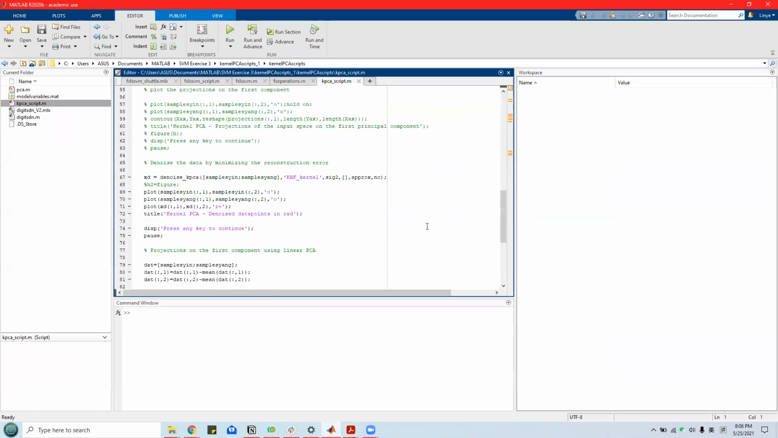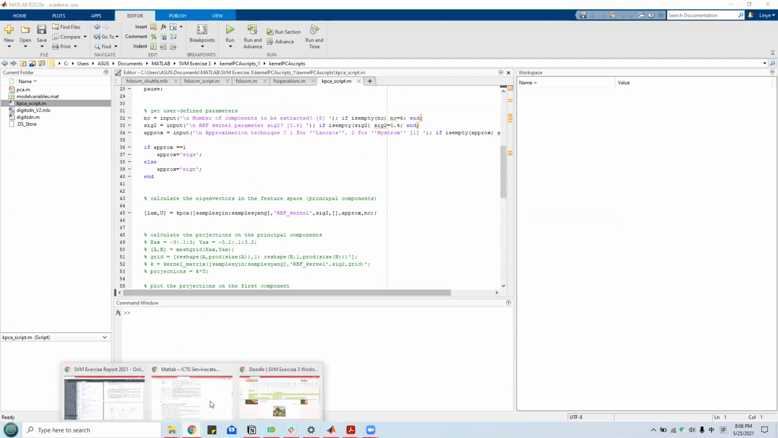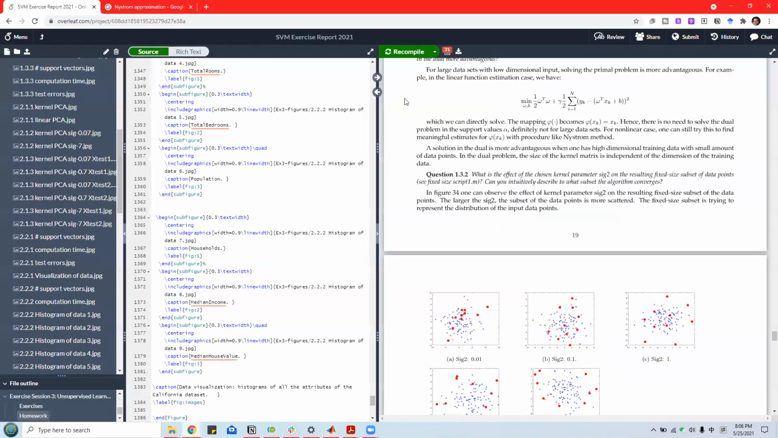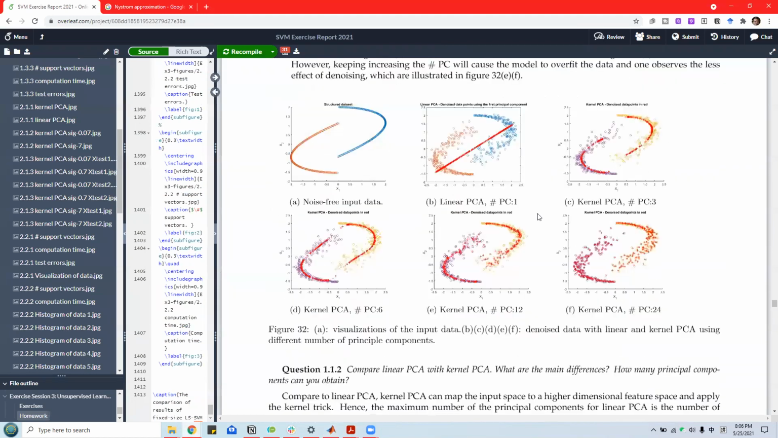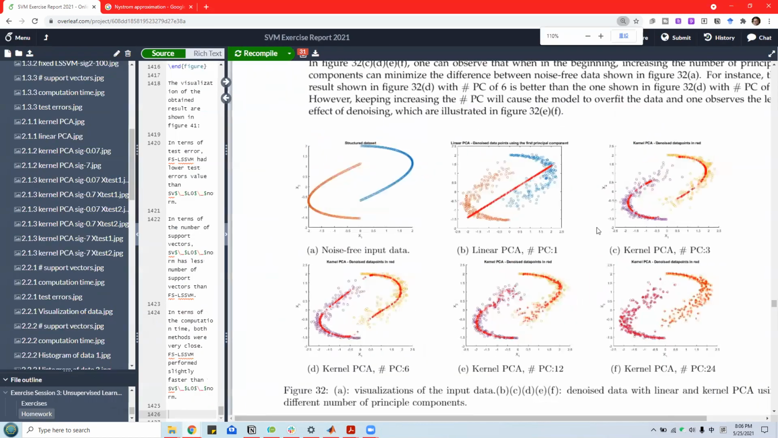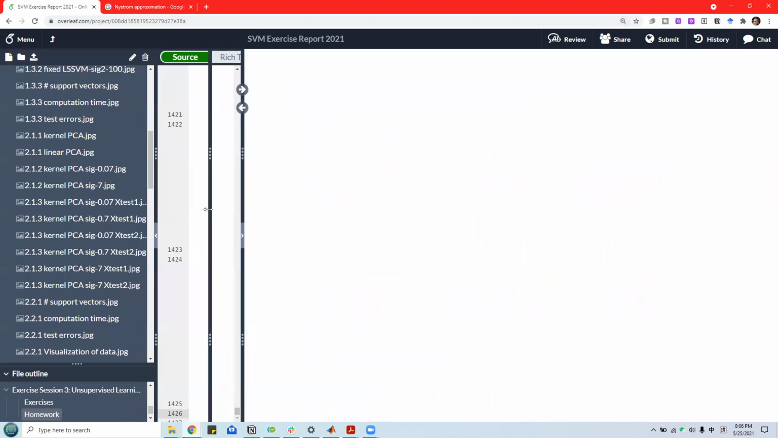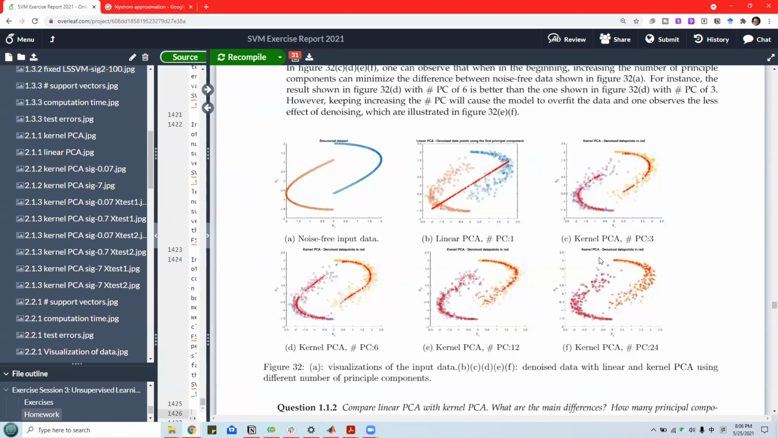I'm just going to jump directly to my report and give you an idea of what the results look like from what I got. Are you able to see the plot clearly?